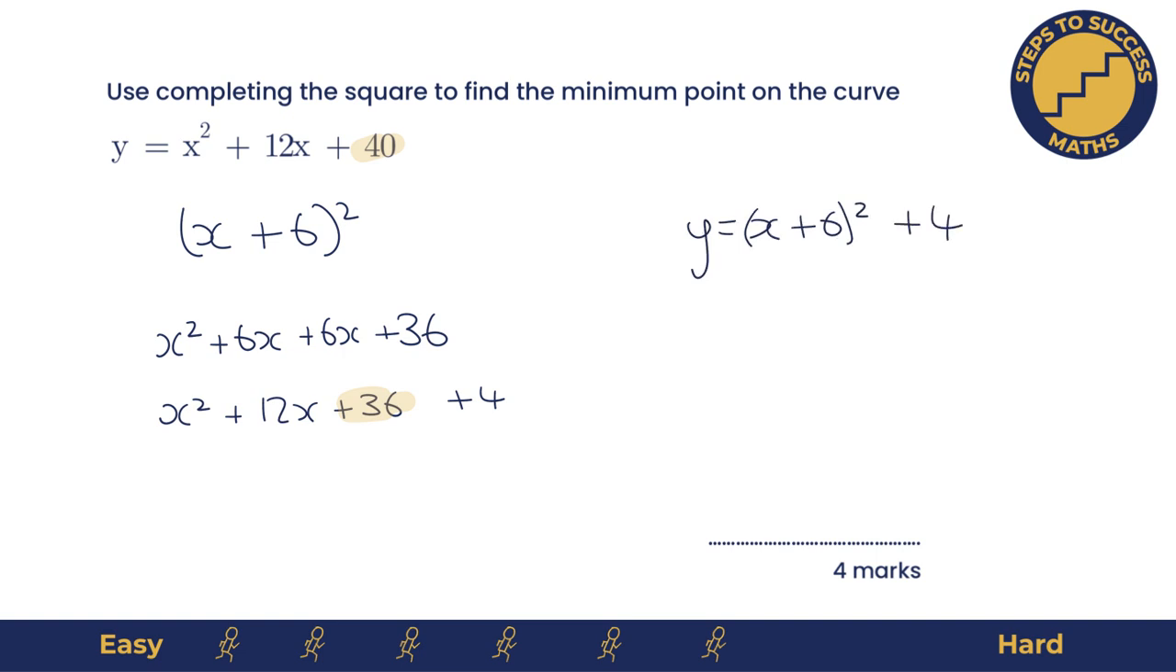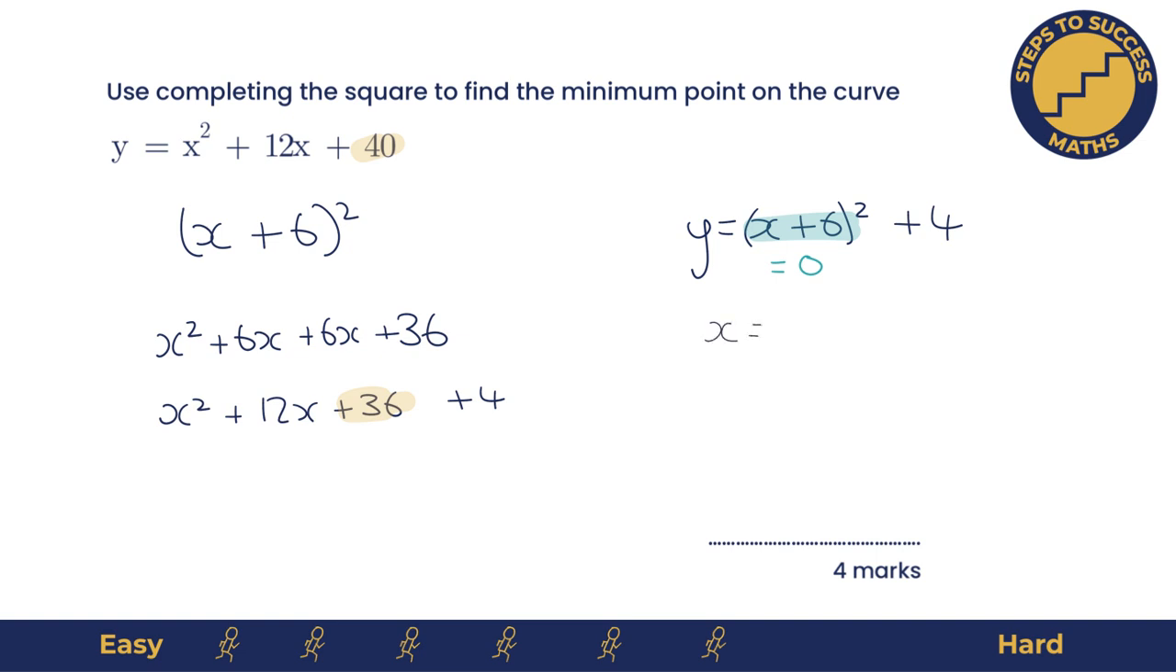Now, the minimum point on this curve is the lowest point. So to get the lowest point, we need this bracket to be the smallest possible. Now, because it's squared, the smallest possible answer we could get is 0. So what will the value of x be that makes this 0?